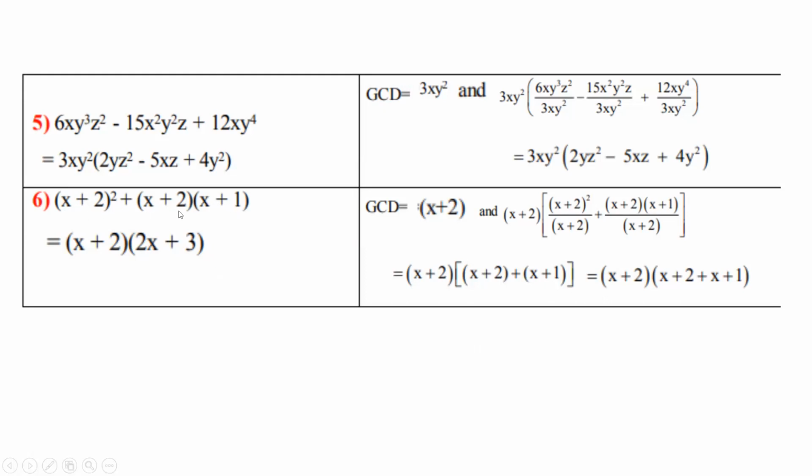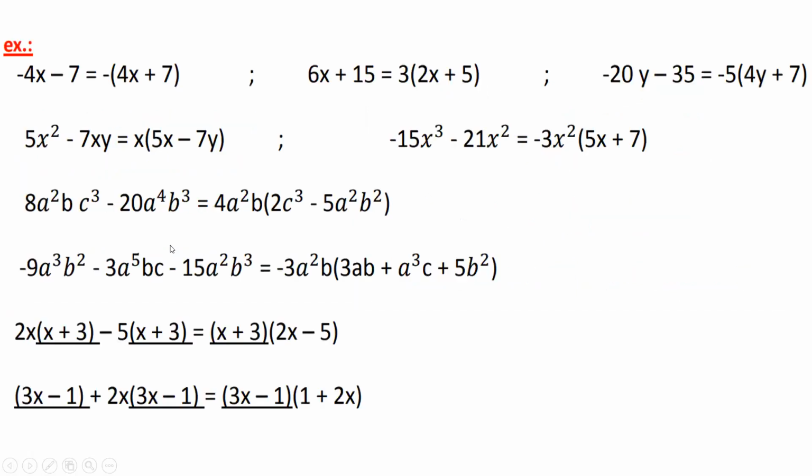Now, between the first term and the second term, what do you see common? What you see in the first term, the same thing you see in the second term, is the binomial x plus 2. So we take as a common factor the binomial x plus 2, and we divide each term by the binomial x plus 2. So x plus 2 squared divided by x plus 2 is x plus 2, plus the second term divided by x plus 2 is x plus 1. Now we reduce the like terms and we get our answer. Also here you have many solved exercises. You can apply them by yourselves.